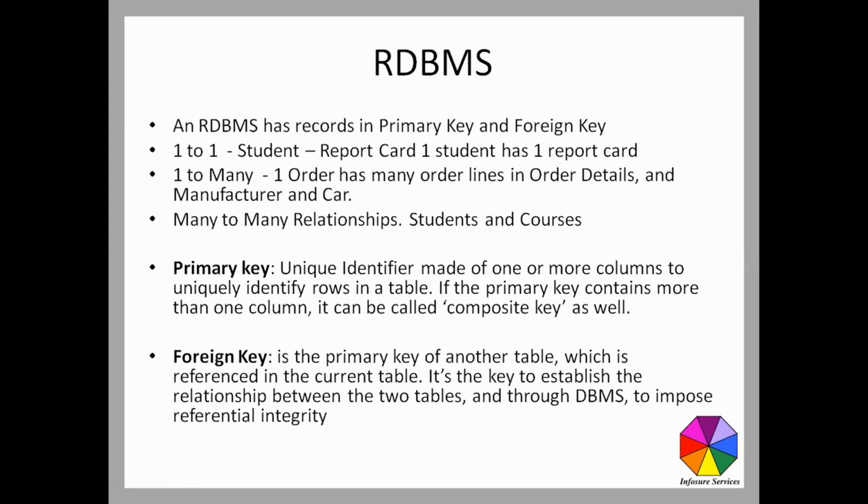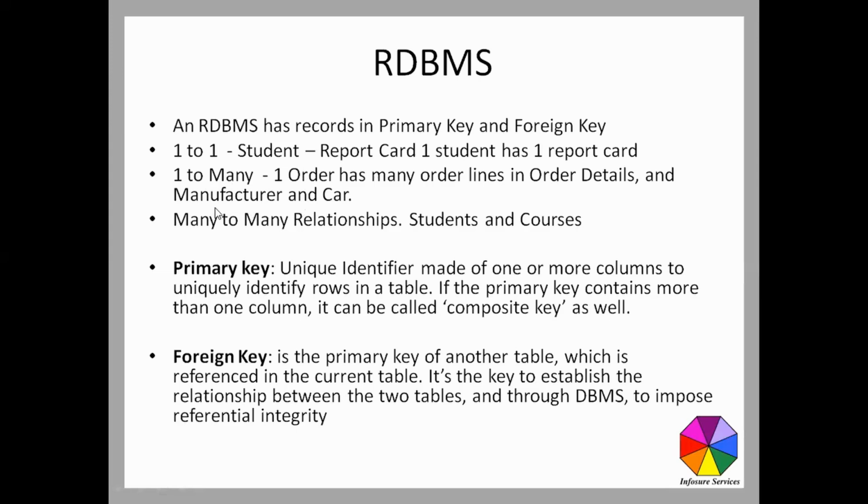Okay, here is a manufacturer and car. The order could have, I could have purchased a pen, a pencil, and an eraser. Those details are an order detail. So order to order details is one to many. One order can have many items in the order detail.